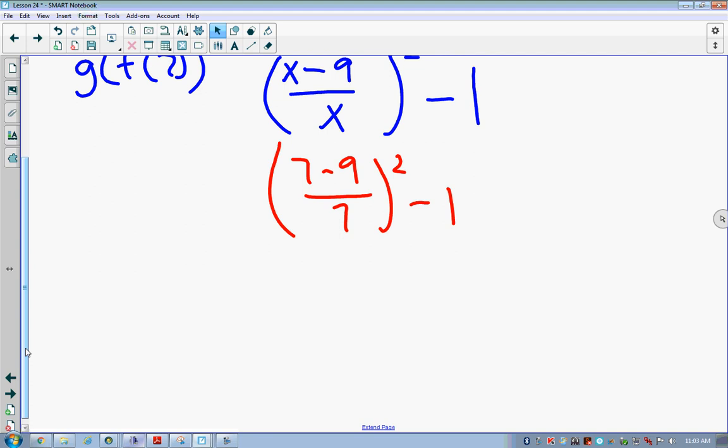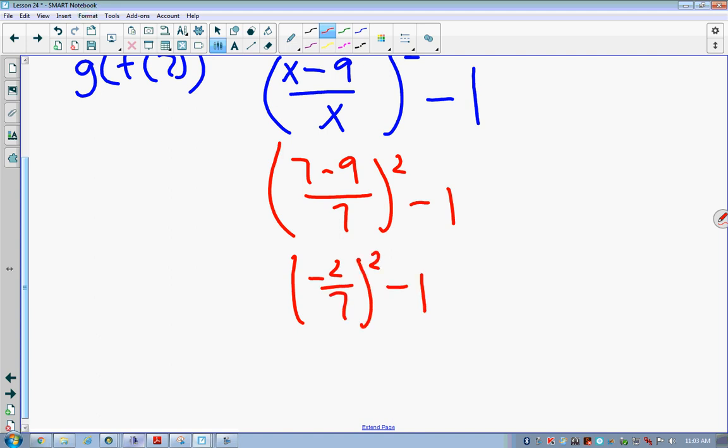So now we just simplify. So 7 minus 9 is? So I've got negative 2 sevenths squared minus 1. Well, what's negative 2 times negative 2? 4. Okay. 49ths. 4 49ths minus 1. Okay, that would be the same as minus 49 49ths. Correct?